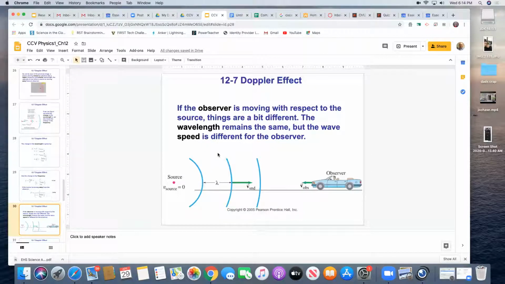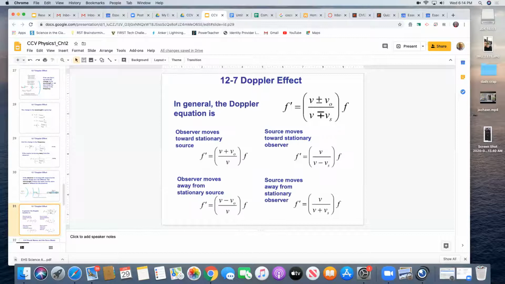So if our observer is moving, it's the same idea. Our observer is going to encounter the wavefronts more often and hear a higher pitch. And motion is relative too. So if objects are moving away, then they'll also see a frequency shift.